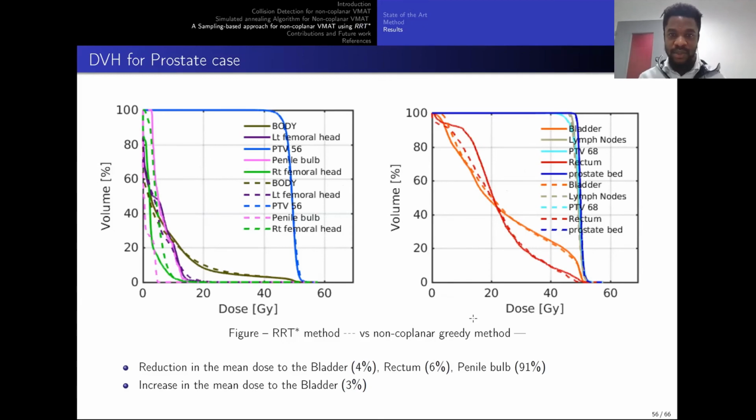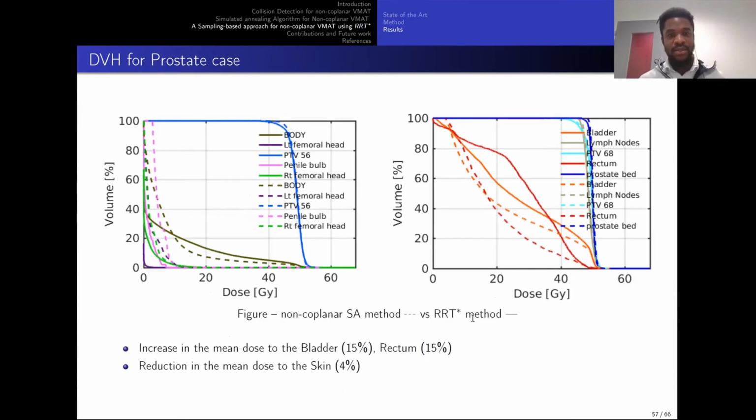For the prostate case, we saw the same trend as well. We see reductions in the mean dose to the bladder when we are using the RRT star method versus the greedy method. So we saw reductions in the mean dose to the bladder, the rectum and the penile bulb. We also see an increase in the mean dose to the bladder and the rectum when we are using the RRT star method versus the simulated method. So again, the simulated method is better than this RRT star method.